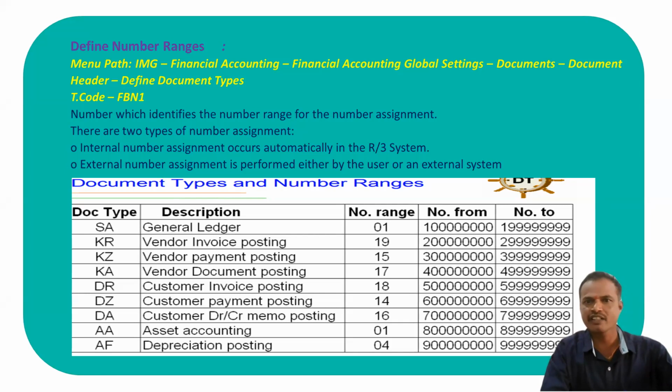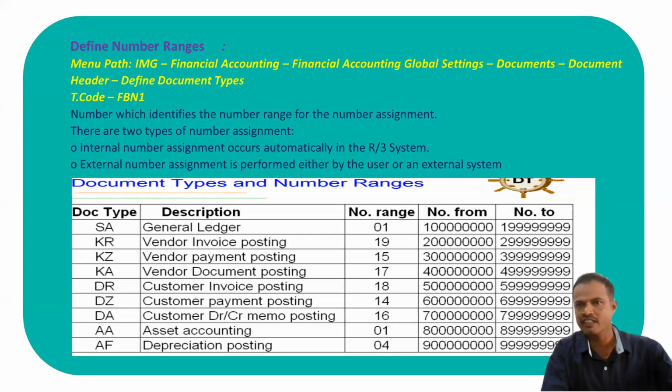The general ledger number range is 01, vendor invoice posting 19, vendor payment posting 15, vendor document posting 17, customer invoice posting 18, customer payment posting 14, customer debit or credit memo posting 16, asset accounting 01, and depreciation accounting 04. These should already be assigned by the SAP standard system, and there is no need to change anything in the system. For checking these document number ranges, you have to go through this.